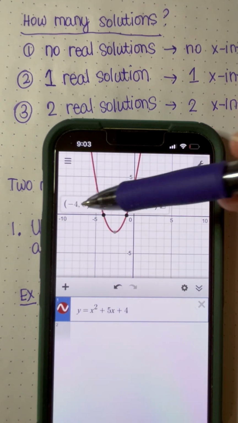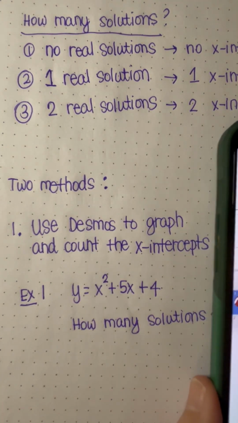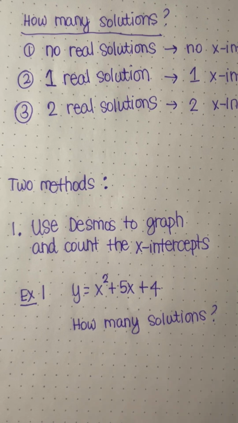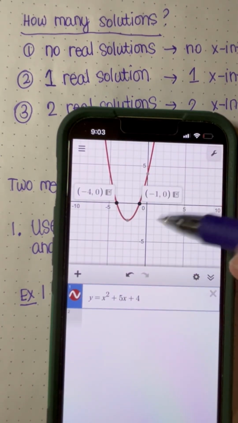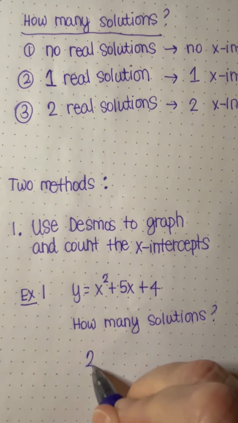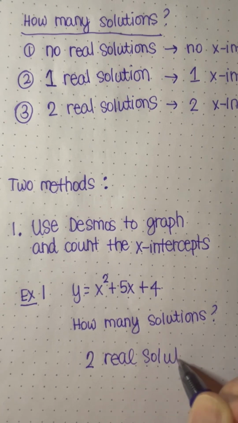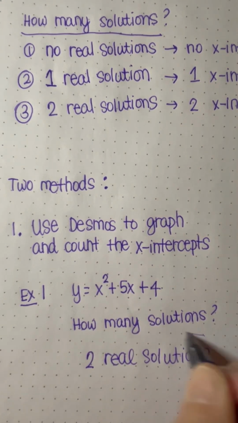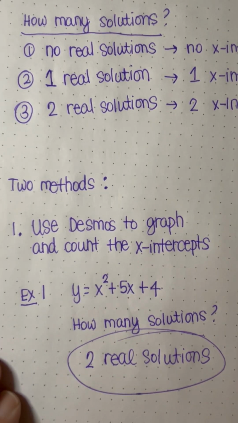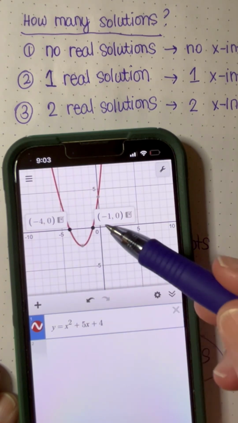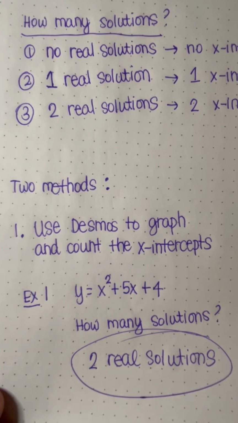Now they don't care what those solutions are, so they don't care that it's -4 and -1. What they want you to do is tell them how many solutions there are. Well, this graph is hitting the x-axis 2 times, so you would tell them there are 2 real solutions. That's all they want to know. And again, there are 2 because you are intersecting the x-axis 2 times. And the solutions are the x-intercepts.